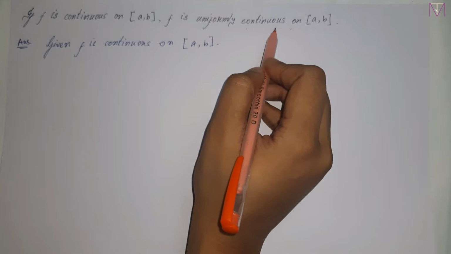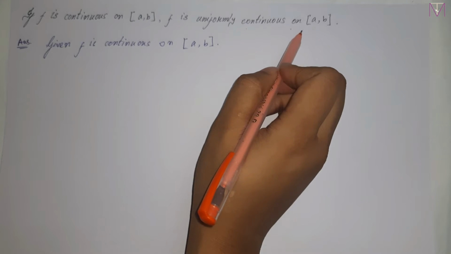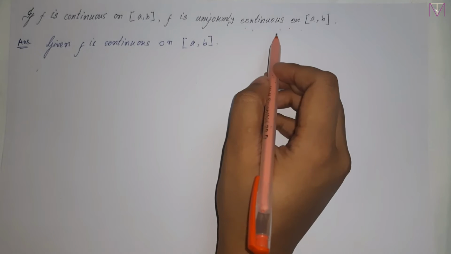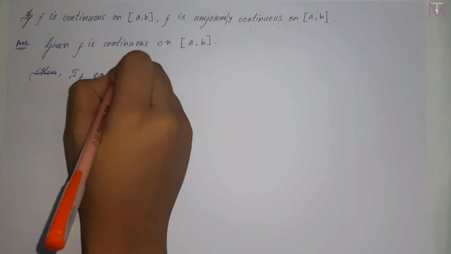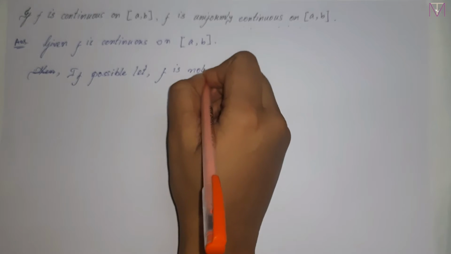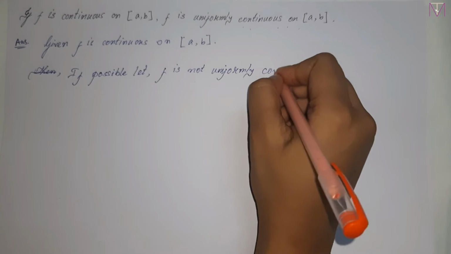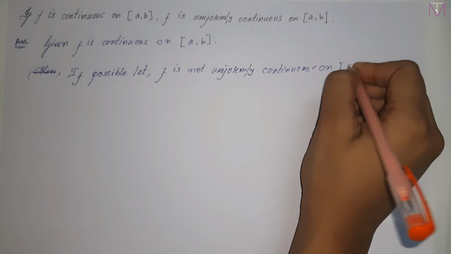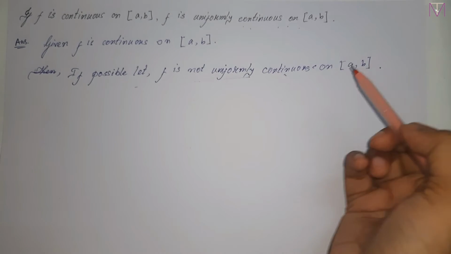So we can assume that f is not uniformly continuous on [a, b]. Then if there is a contradiction, we can easily prove that f is uniformly continuous on [a, b]. So first assume this. If possible, let f be not uniformly continuous on [a, b]. Now f is not uniformly continuous by our assumption.